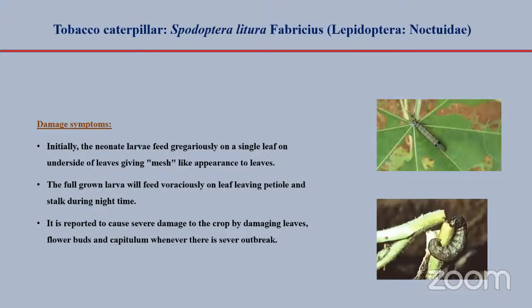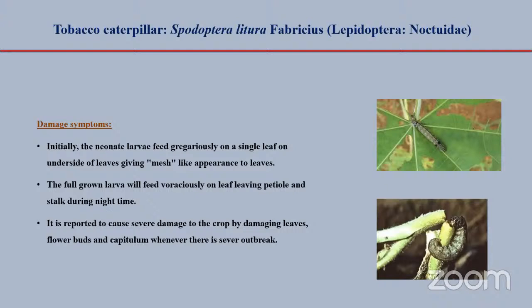So next is another important pest which we studied in many other crops too, that is tobacco caterpillar, Spodoptera litura, which belongs to the family Noctuidae and order Lepidoptera. So here, the first instar larvae are known to feed gregariously on a single leaf and also on the underside of the leaf. And when these larvae feed on these leaves gregariously, you can see that the leaves will appear like a mesh. And the fully grown larva will also feed on the leaves voraciously, and after that you can see only the petiole and stalk left in the plant.